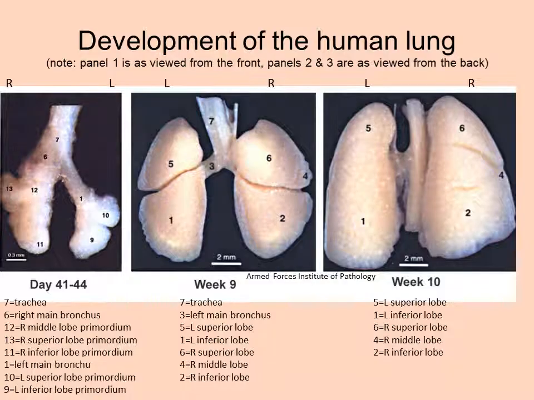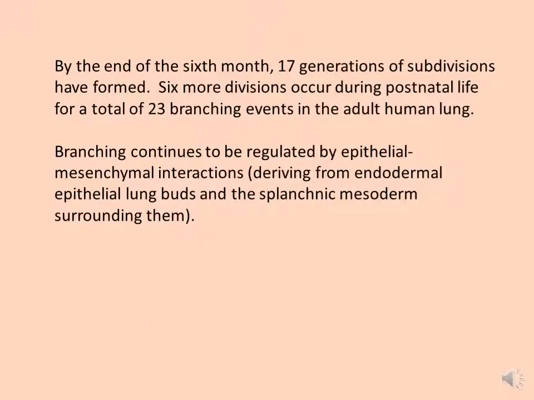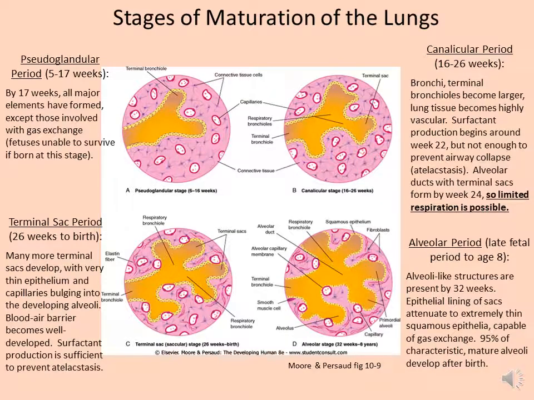Now how many divisions are there in the formation of the lung? There are actually 23 generations of the respiratory tract. By the end of 6 months of intrauterine life, only 17 generations of subdivisions are formed, whereas 6 more subdivisions occur during postnatal life.